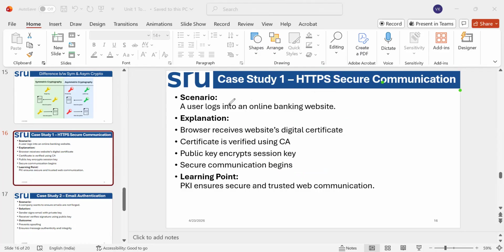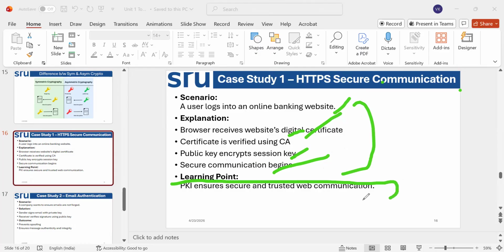See, case study one: the user logs into an online banking website, the browser receives the website's digital certificate, and the certificate is verified. The certificate's public key encrypts the session key, and secure communication begins. Like this is the advantage of attending the class, right? So the learning point: PKI ensures secure and trusted web communication.